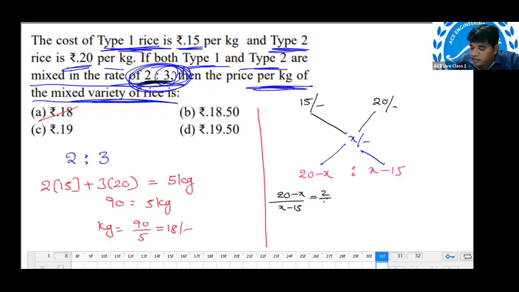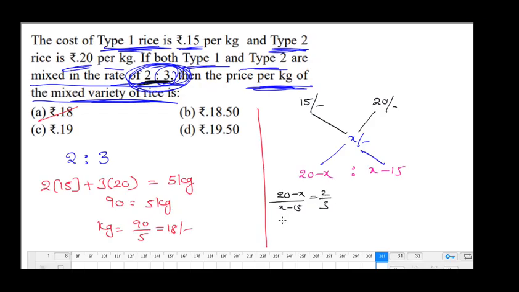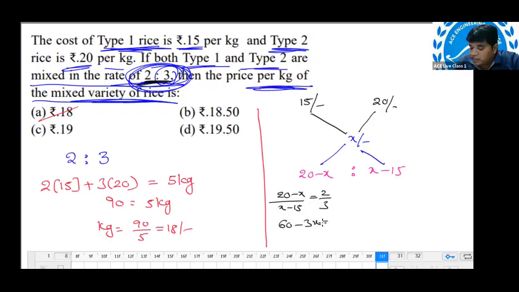Got it? Girija, got it? Yes, sir. Cross multiplication. 60 minus 3x is equal to 2x minus 30. So 5x is equal to 90. So x is equal to 18 rupees. So x value is 18. Again, you got the same answer.